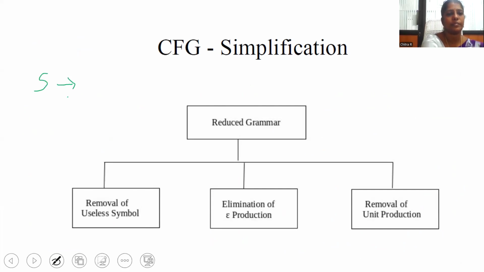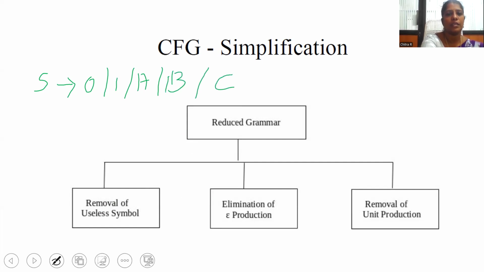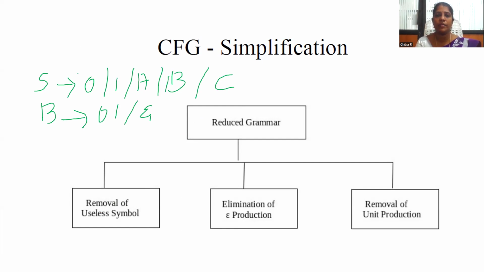S tends to 0 slash 1 slash A slash B slash 1 slash C. Consider A tends to 0 slash A1 slash A slash 1B slash C, and B tends to 01 slash epsilon. Okay. Consider these are the productions given over here. Now, how can I eliminate or simplify the grammar?